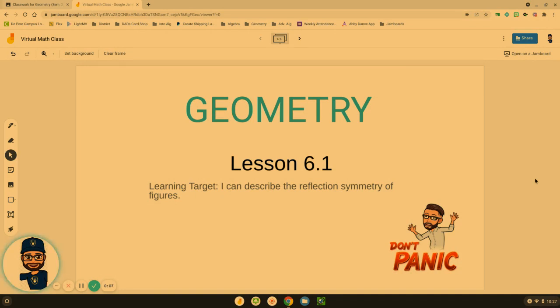Today we are going to cover lesson 6-1, the introduction to symmetry. Really, what we're looking at today is, can you describe the reflection symmetry of figures? We did a little bit of reflections when we did rotation, reflection, and translation back in first semester. And so we're just going to expand this a little bit further and really get a better understanding of what symmetry is.